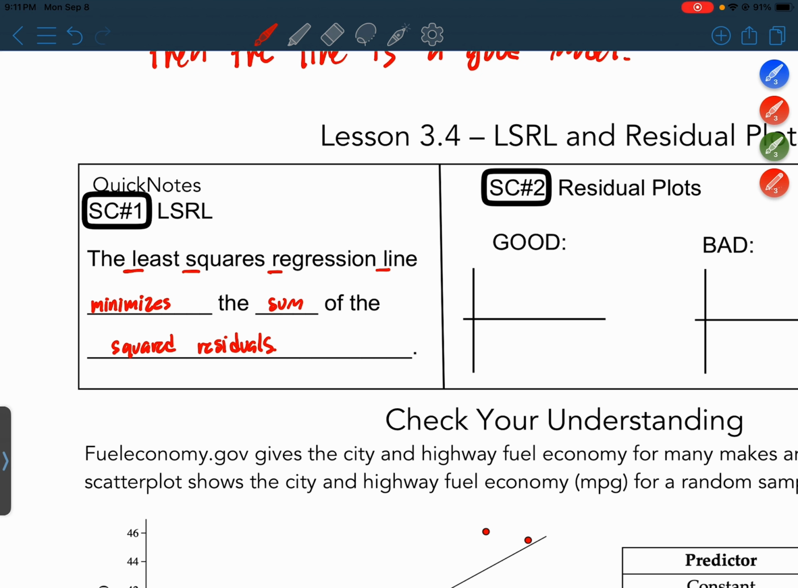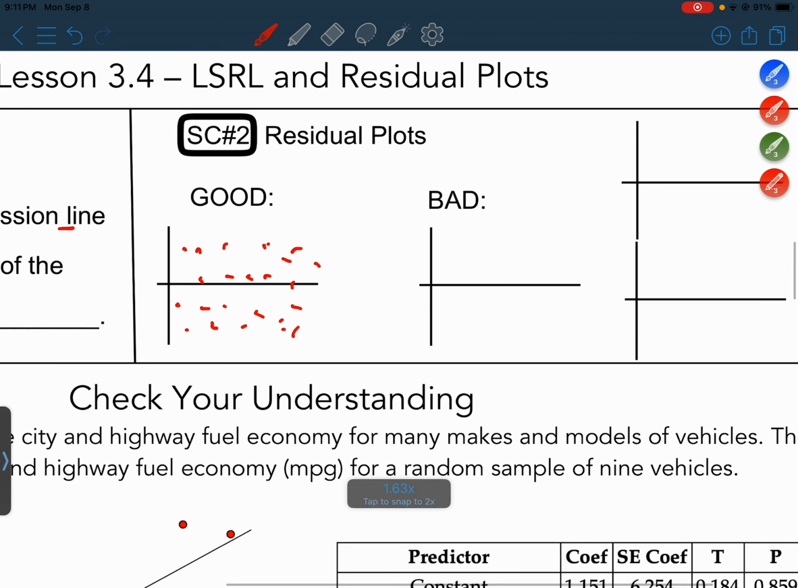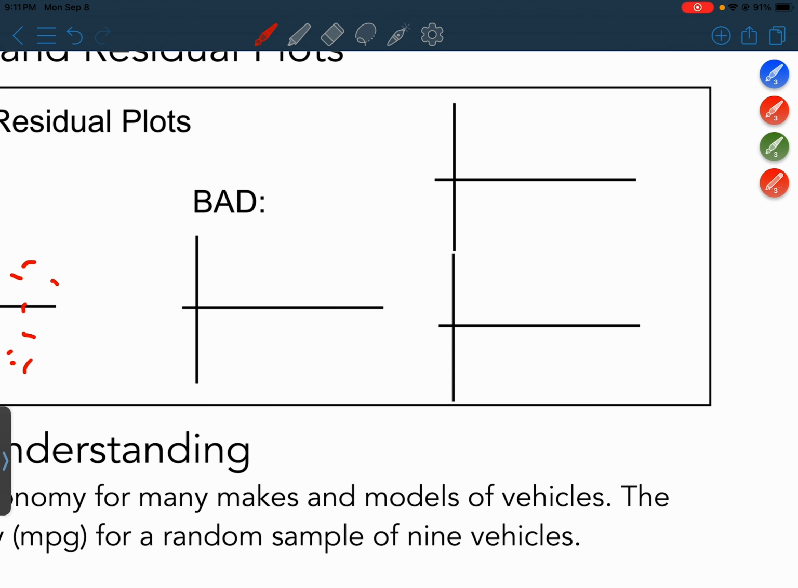Now, one way to tell whether a model is a good fit for the data or not is to look at a residual plot. A good residual plot is going to look like random scatter. It means that all the pattern's been captured by the model. But if you're seeing a pattern still in the residual plot, then the line wasn't a good fit. It didn't capture the entire pattern. So things to look out for are smiley faces or frowny faces, any kind of curve.